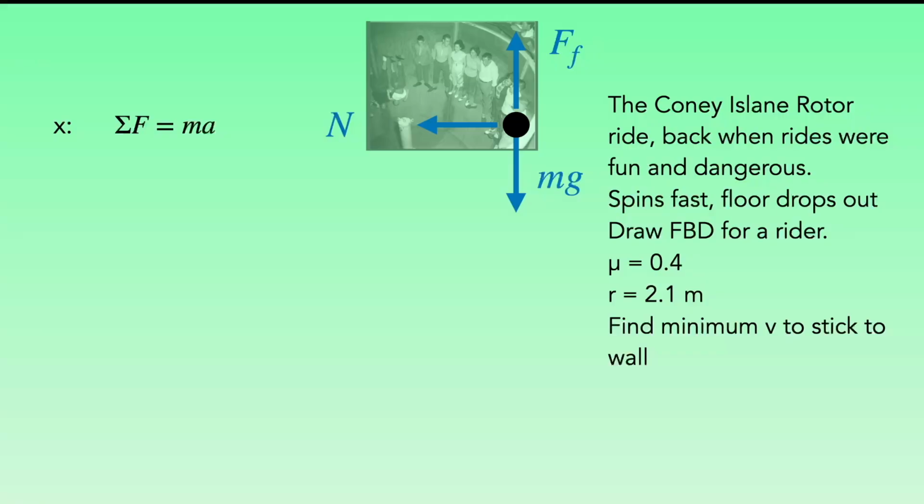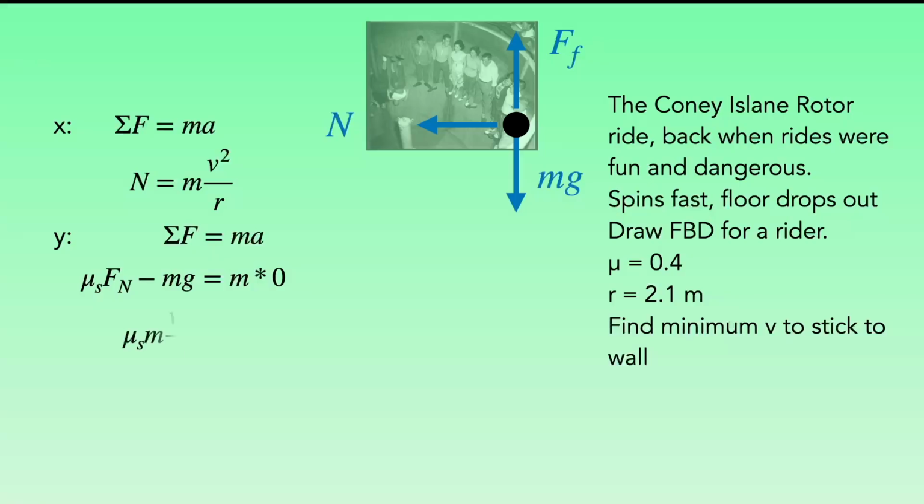So when we look at that in the x direction, sum of force equals ma. It's circular motion, so normal force equals mv squared over r. In the y direction, sum of forces equals ma. Well, force of friction is mu static, it's not sliding, times the normal force. And again, we're trying to find that minimum v. If it's going slower, it would slide down, so we need that minimum v. We're talking about the maximum force of static friction. So mu s times the normal force minus mg equals m times 0. It's at equilibrium vertically.